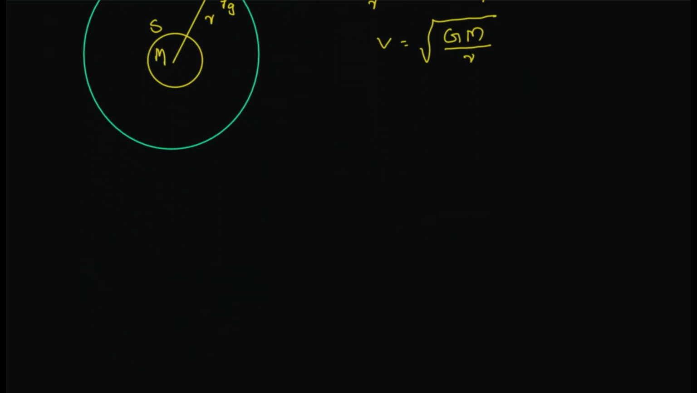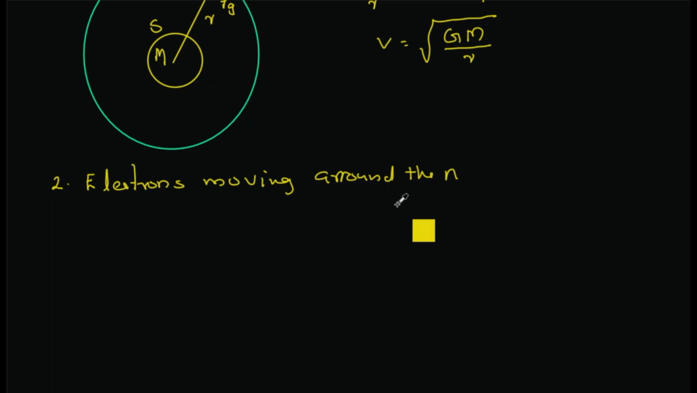For instance, electrons moving around the nucleus. Let's take the case, put it as 2. This is the classical description of the atomic model: electrons moving around the nucleus.